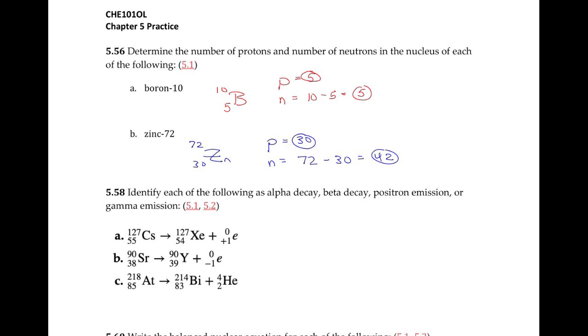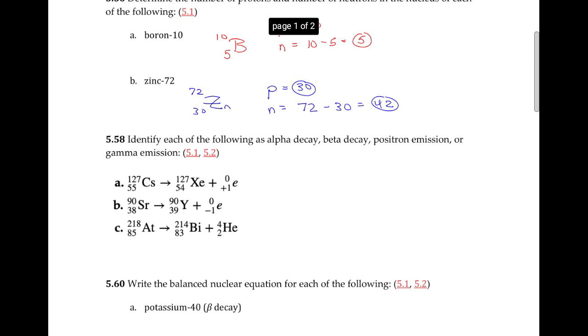In question 5.58, it says identify each of the following as alpha or beta decay, positron emission, or gamma emission. In the first example, I have cesium 127, which is giving xenon 127, and this particle here. If you've done any reading about nuclear chemistry, you'd recognize this as a positron, which is sometimes described as an electron with a positive charge. It's antimatter, so that's the positron.